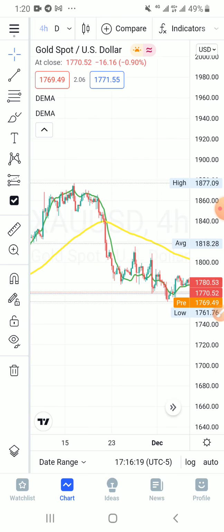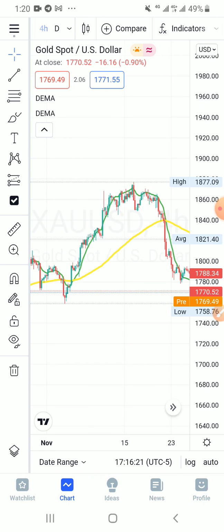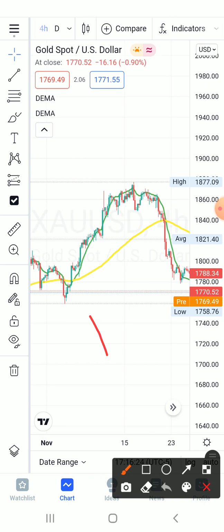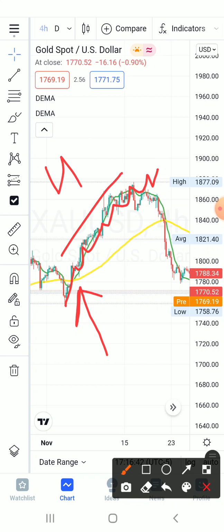So guys, when you see a condition like this, the market is uptrend. You can see that the price has crossed above the yellow EMA 200, and then you can see the price is rising up. So this condition is uptrend.